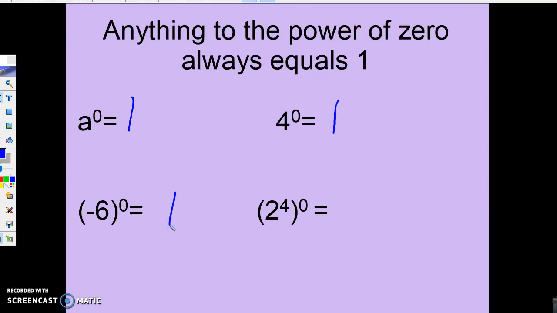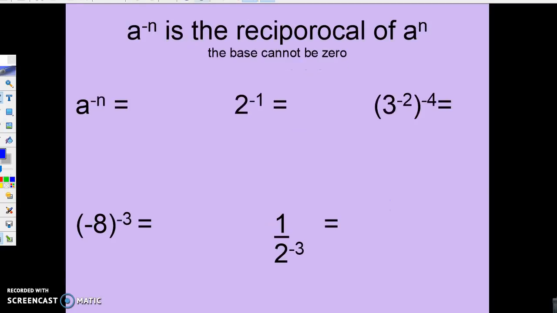Now, notice this one, we have a power to a power. Well, if you follow the power to a power rules, you would multiply your exponents together, and your base would stay the same, but 4 times 0 is 0, and therefore 2 to the 0 power is also 1. So no matter what, anytime you have an exponent of 0, your answer is going to be 1.